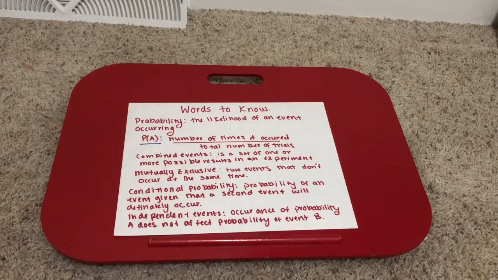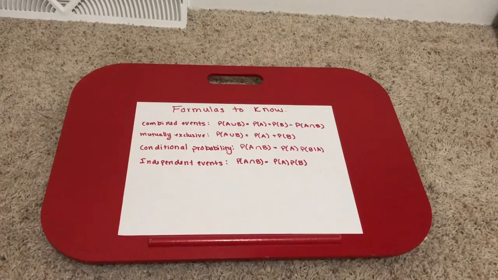The next thing you need to know is conditional probability, which is basically the probability that a given item will happen and the second will definitely occur. The next idea is independent events. An independent event basically means one event doesn't affect the other, so they're independent. They don't affect each other. So these are the words I'm going to be using throughout my video, the ones you need to study and look over. Now we went over the words, so we're going to look at the formulas that we need to know for this video.